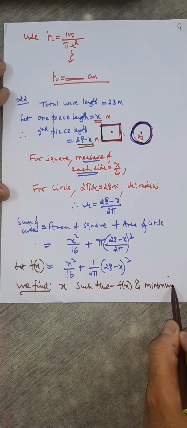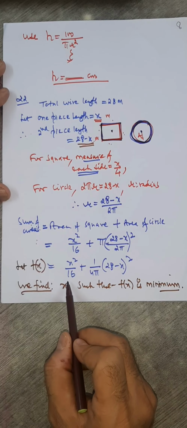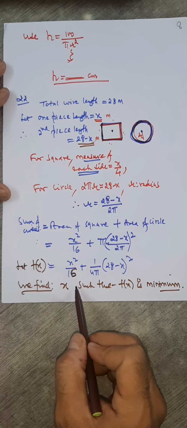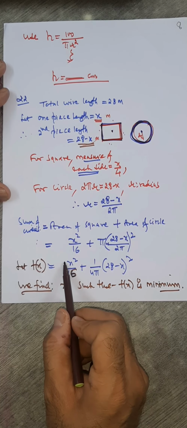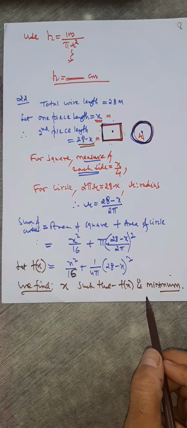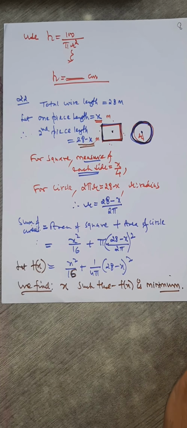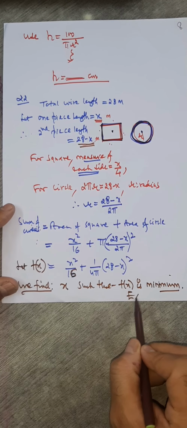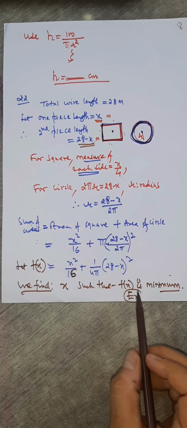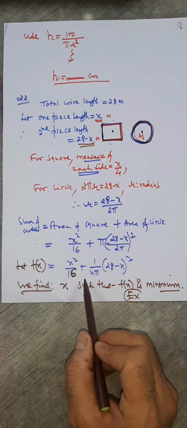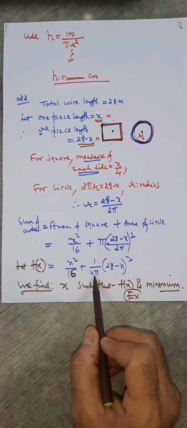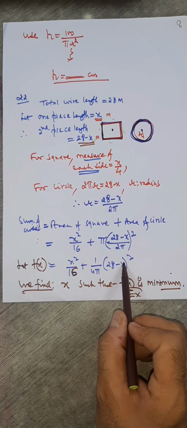This must be minimum. So what you will do, you differentiate this 2 times, not even a big task. 1 by 16 is constant, just 2x by 16, this is constant, use the chain rule and get the value of x by putting the first order derivative equal to 0. So for you, continue further. I hope up to this you are clear. Up to this it is important, the formation of the function: x square by 16 plus 1 by 4 pi as it is, (28 minus x) the whole square.